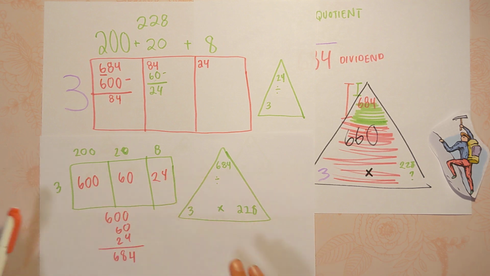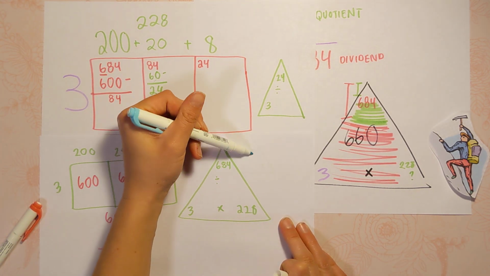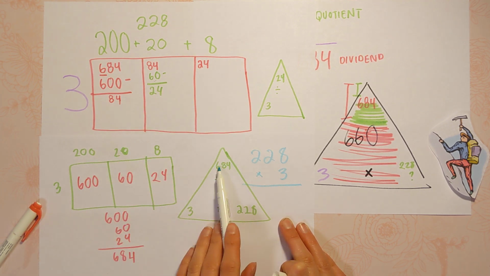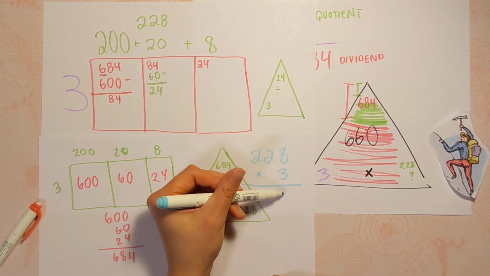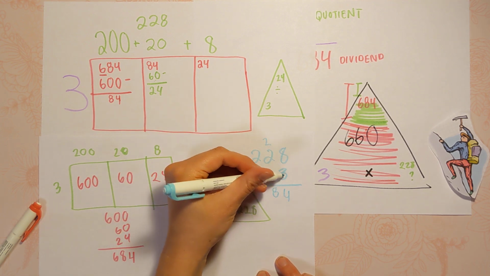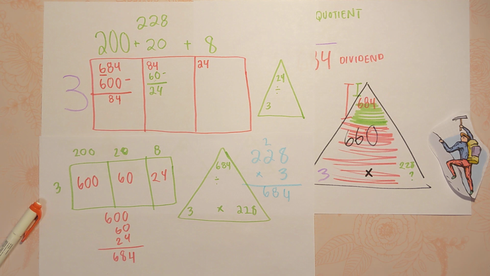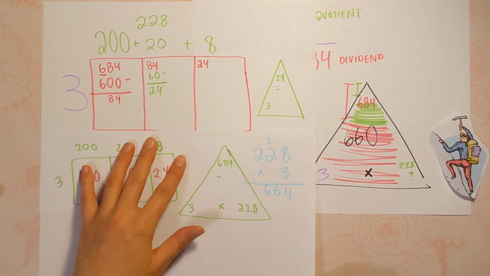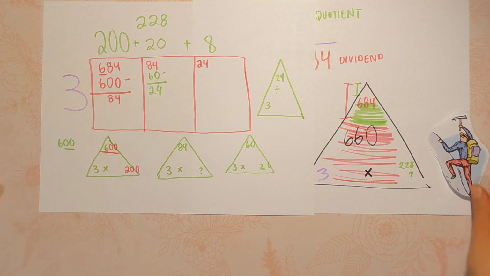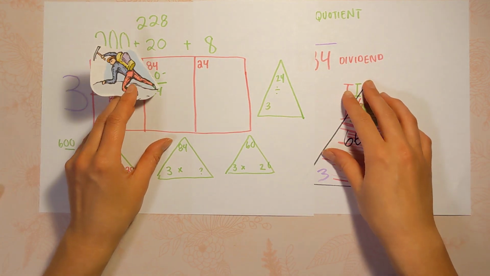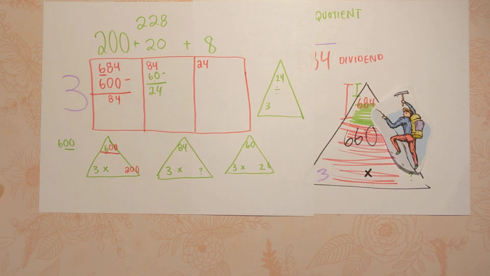Check it another way. You don't have to check it both ways, but here's the other way to check it. 228 times 3, check that it really does equal 684. 8 times 3 is 24. 3 times 2 is 6, plus 2 is 8, and 3 times 2 is 6, 684. So you should always check your long division with multiplication afterwards. And that is how we divide using our area model mountain climber chip away strategy.